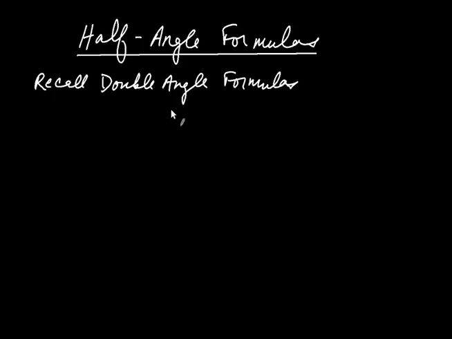Here we're going to talk about what are called the half angle formulas, and we're going to start off by recalling the double angle formulas. And the forms of the double angle formulas that are useful, the first one is this: cosine of 2x is equal to 2 times cosine squared of x minus 1.